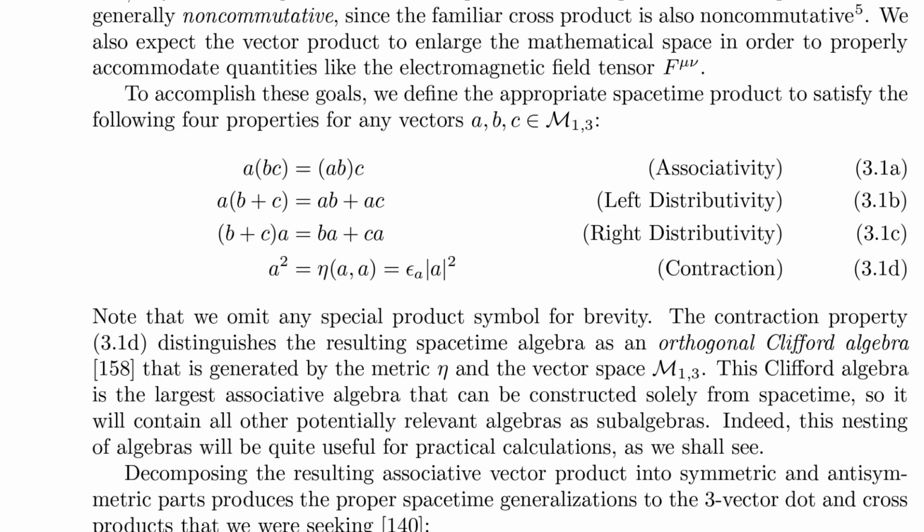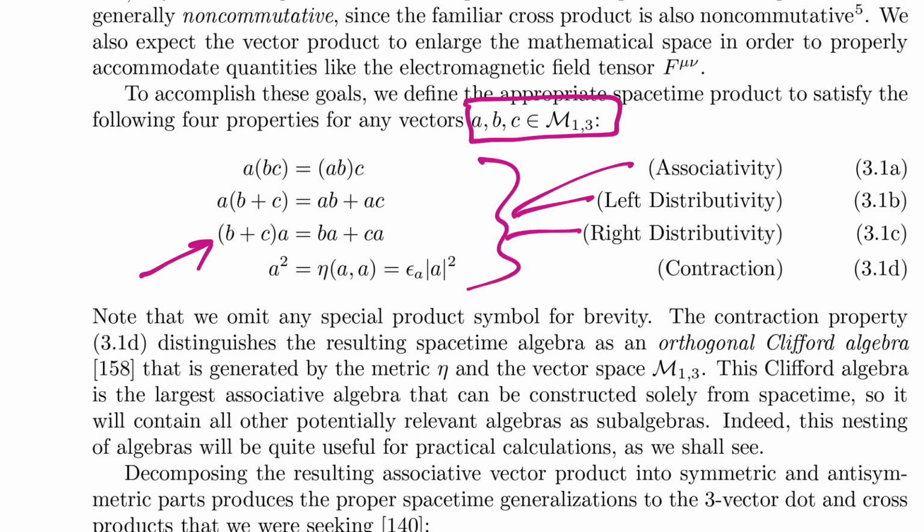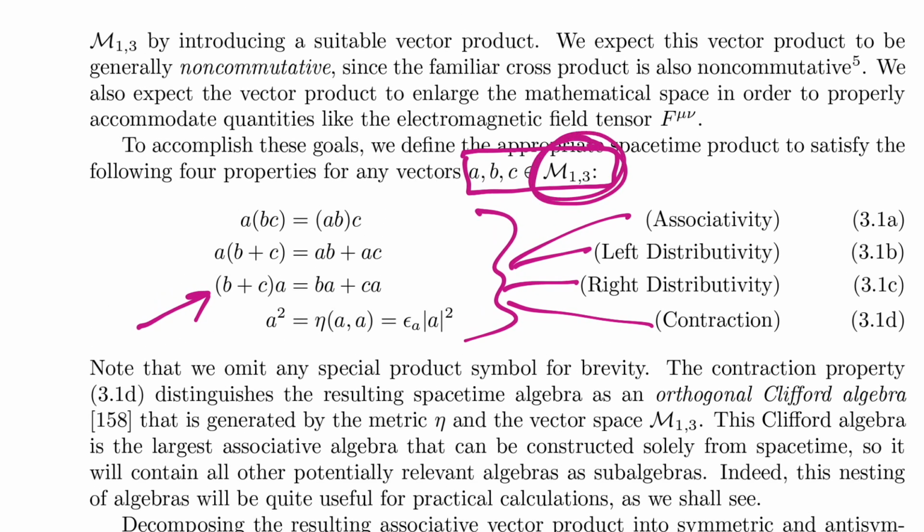And there's a few things I want to emphasize about this. The first is when we're talking about A, B, and C, notice this very important point. A, B, and C, these vectors that we're using as exemplars for these axioms that establish the properties of the spacetime product, those vectors are in Minkowski space. They're in this vector space M13, this inner product space M13.